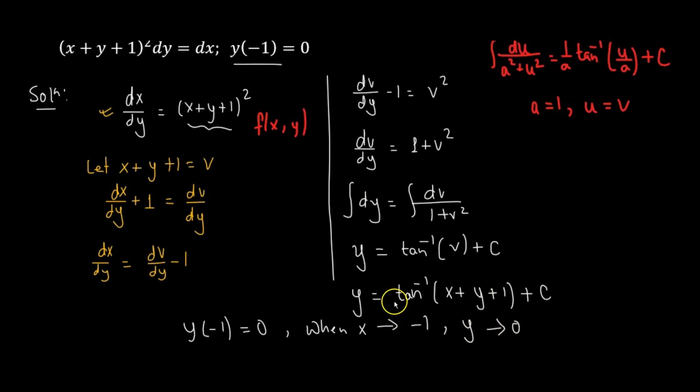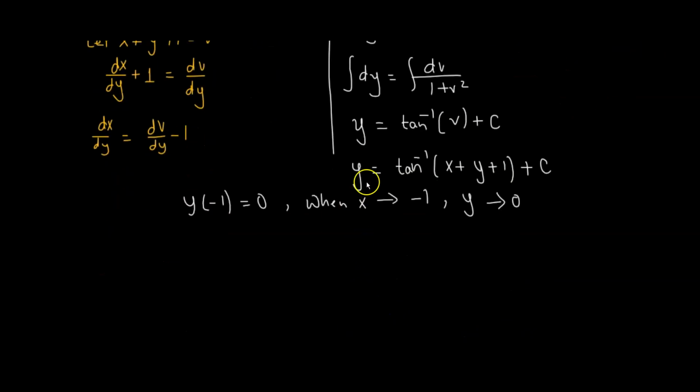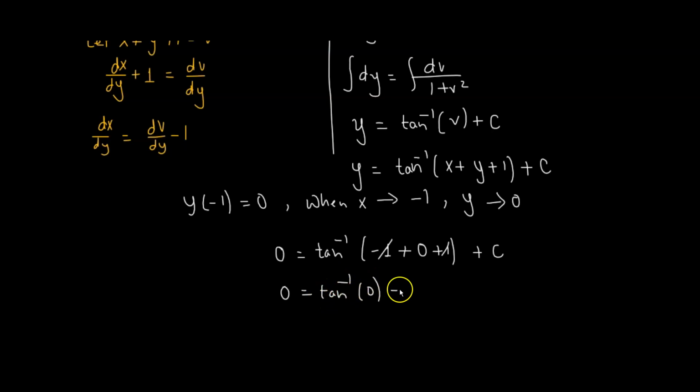So let's substitute this value into our general solution. So y will be 0, that equals tangent inverse of, x value is negative 1, plus y, which is 0, plus 1, plus the constant of integration c. So here we have negative 1 and 1 cancelling each other. So that's simply tangent inverse of 0 plus c, and we know the tangent inverse of 0 is 0. So our constant value c comes out to be 0.